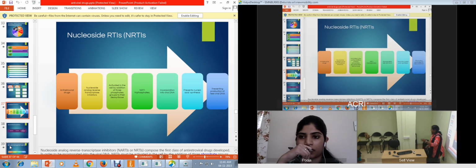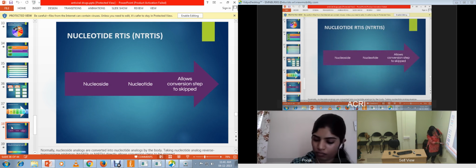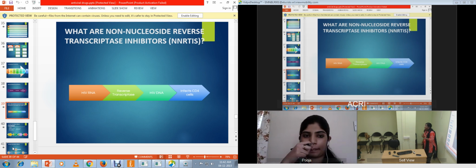Yes, almost, because there is a conversion of monophosphate to triphosphate, which terminates the elongation of DNA and inhibits the DNA. In most of the mechanisms of action, only the initial steps vary; the rest remains the same. Nucleotide reverse transcriptase inhibitors: HIV RNA, reverse transcriptase, HIV DNA. It infects the CD4 cells, cluster of differentiation cells, thereby the count decreases and you can find which stage he or she is in.